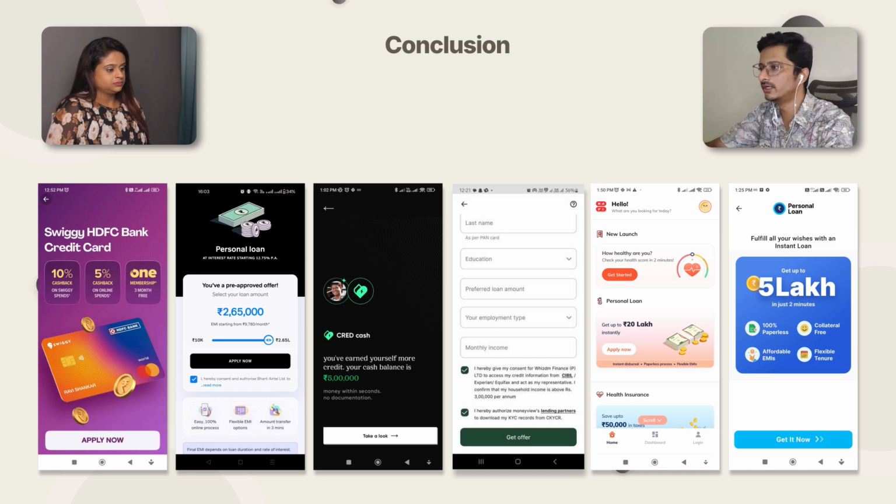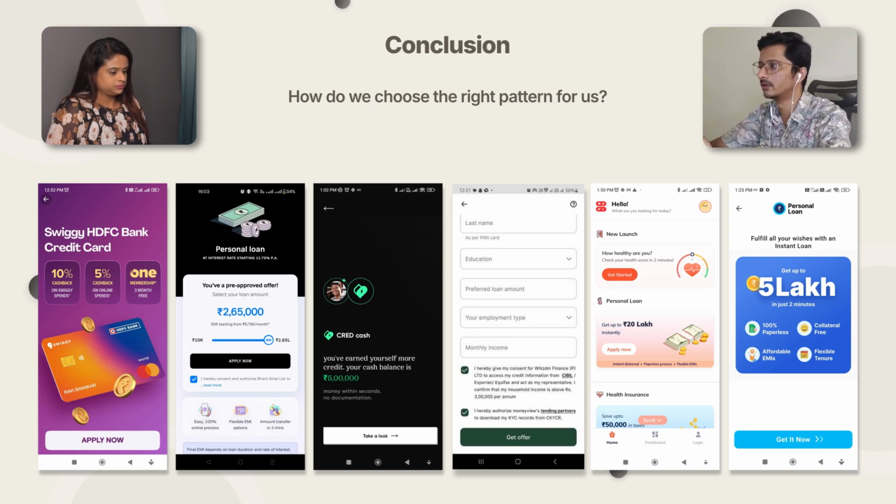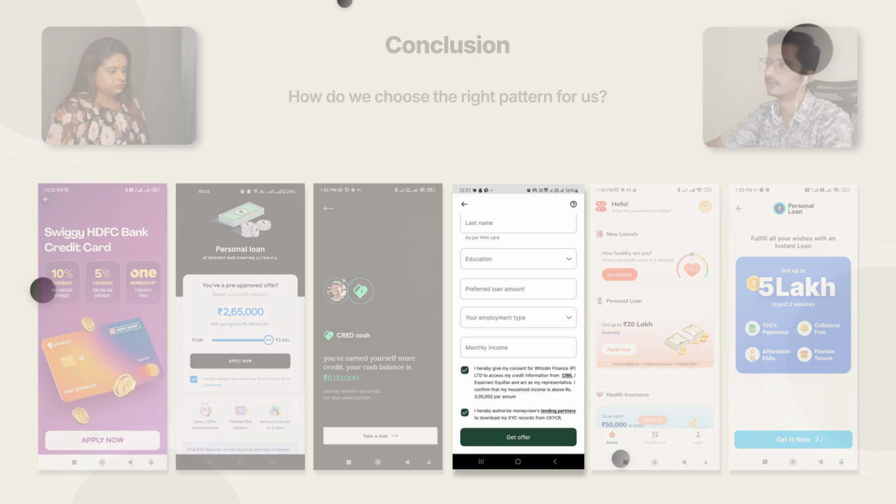Alright, and usually with these patterns, we don't know which one is the best for our context, and in those cases we can test out which pattern works best through maybe user interviews or A/B testing, right?